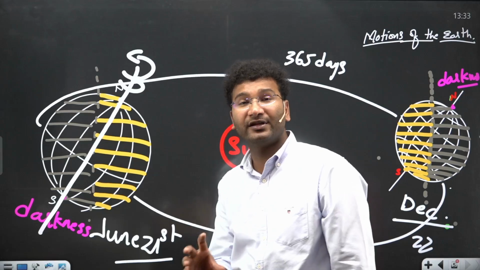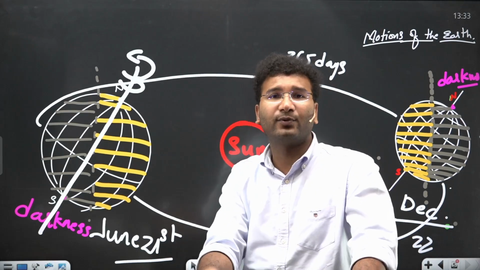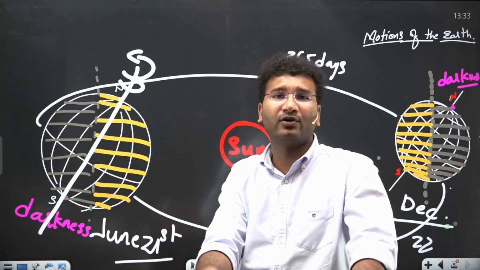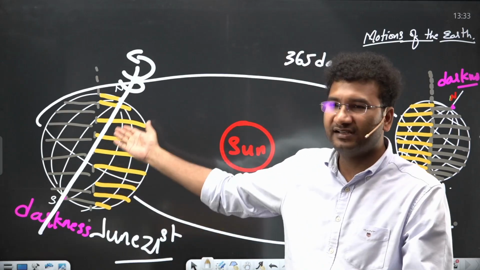So that's why you might be hearing that there are 6 months of darkness and 6 months of sunlight in the north pole, 6 months of darkness in the south pole, 6 months of sunlight in the south pole. All these things are because of this tilt in the earth's axis.